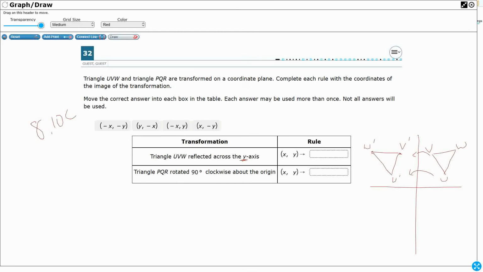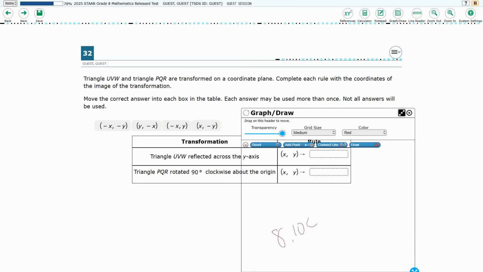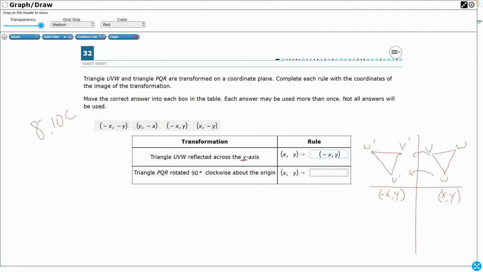All right, so we reflected that across the y-axis. Now, what happened to my x values? Well, my x turned into a negative x, and my y, you notice I didn't shift anything up or down, so my y value stayed the same. So we can see that our x simply becomes negative, and our y value stays the same. And so we can do this right here. All right, and that's going to be our first one.